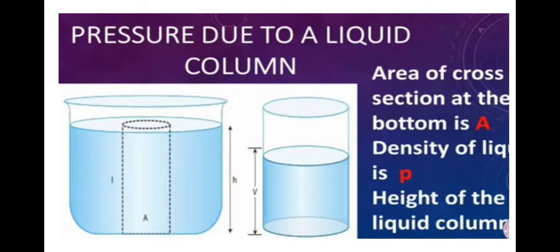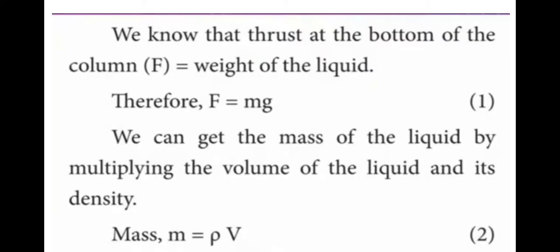What is the formula for force? F is equal to mg, mass into acceleration due to gravity. If we want to find the force, we have to know the mass of the liquid. We can get the mass of the liquid by multiplying the volume of the liquid and its density. What is the formula for mass? M is equal to rho V. M is mass, rho is density, V is the volume.